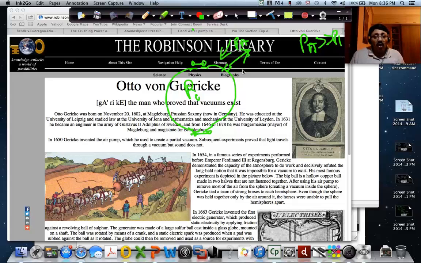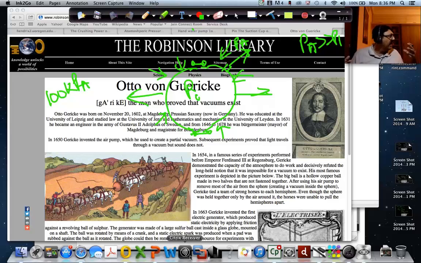When the horses are trying to pull, what are they trying to do? Horses are trying to pull it this way and this way. But atmospheric pressure is pressing it inward, like that. Horses are trying to pull it outward. But atmospheric pressure is 100 kilopascal. 100 kilopascal is the pressure. It is very, very high, right?